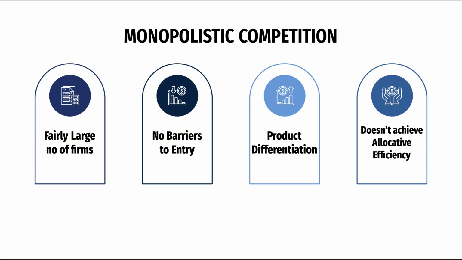Next, we have monopolistic competition. Monopolistic competition is very similar to perfect competition. There's a fairly large number of firms and there's no barriers to entry. However, in monopolistic competition, there's what you call product differentiation. This means that each firm tries to make its product different from those of the other firms in that industry. They do this by changing quality, service, or packaging.